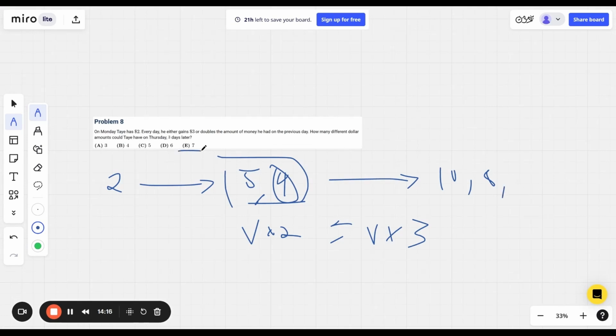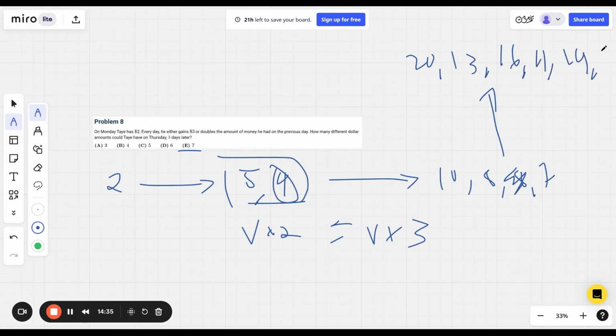So 10, 8, since the maximum amount is just 7 as well. 10, 8, and then we have 8, 7. We remove the 8 because that's just a duplicate. And then that's Tuesday, Wednesday, and then we're working on Thursday, so 20, 13, 16, 11, 14, and so 1, 2, 3, 4, 5, 6. And we get D as our answer.